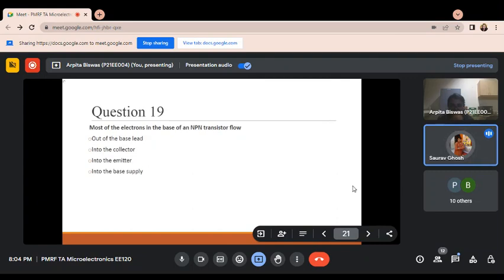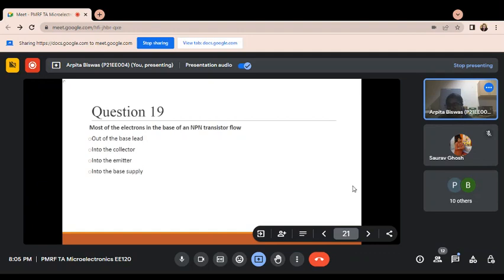Actually, as the bias is very strong in VCB, the N-type collector is given a positive bias, so that will attract the electrons towards it. Yes. So when the electrons are present in the emitter, they go to the base, then they move towards the collector region. That's why the right option is option B.